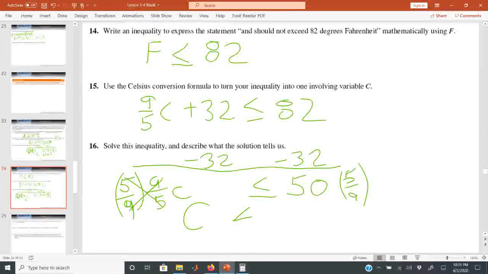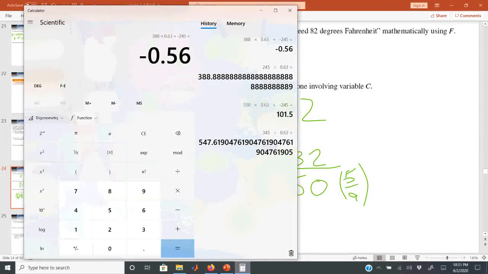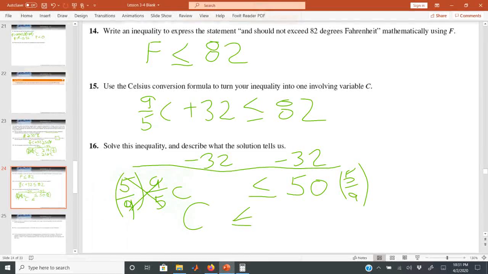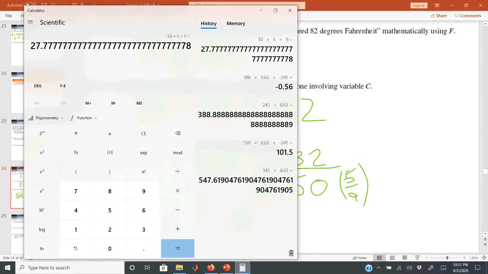So C has to be less than or equal to, let's use the calculator for this one. So 50 times 5 divided by 9, 27.777. So if I go back here, C has to be less than or equal to 27.7. If I say it could be equal to 28, 28 would be what I would round it to.